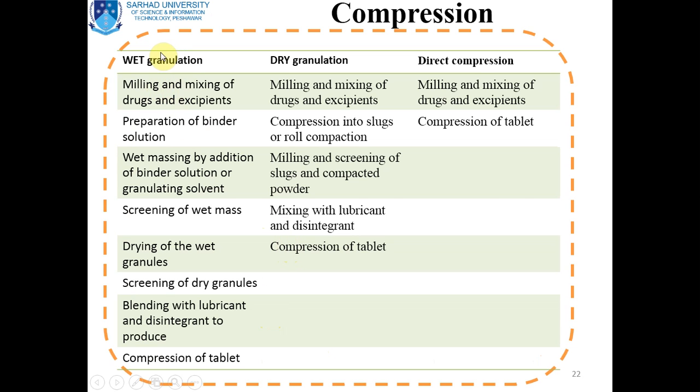Now this is a table regarding several steps like wet granulation, dry granulation and direct compression. You can see a number of steps required for wet granulation, and compared to wet granulation there are some steps which are not involved in dry granulation. Few steps are deleted in this one. But in direct compression there are only milling and mixing of drug and excipient and then further compression. So the minimum is in direct compression and the maximum in wet granulation.